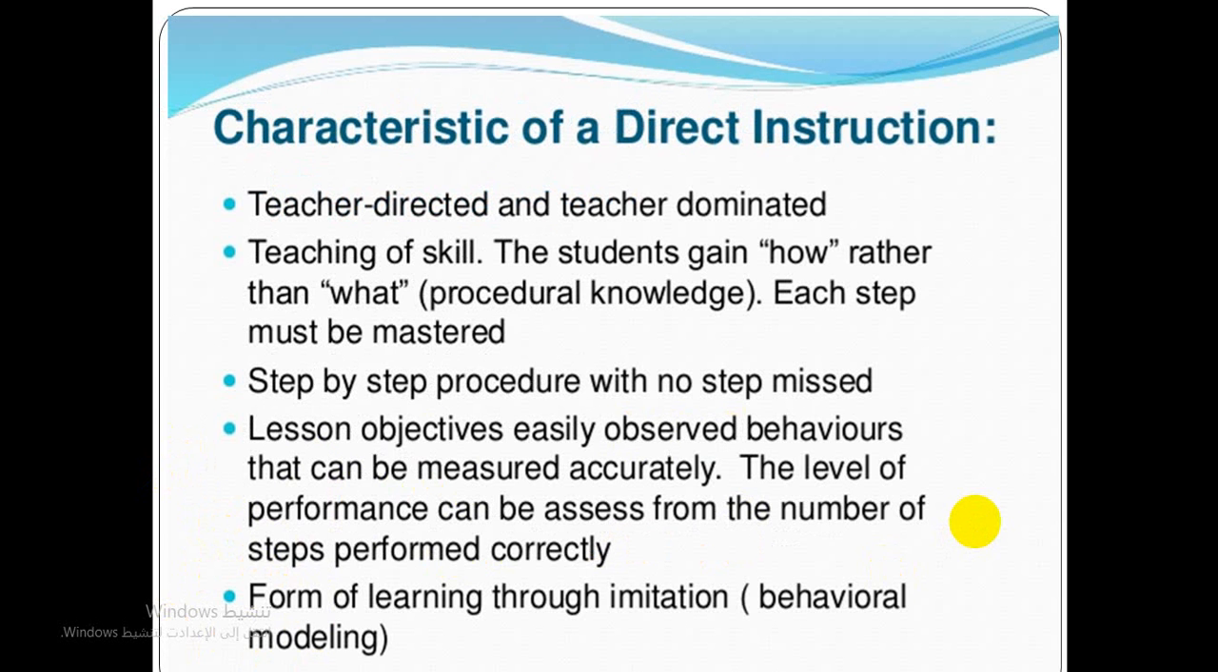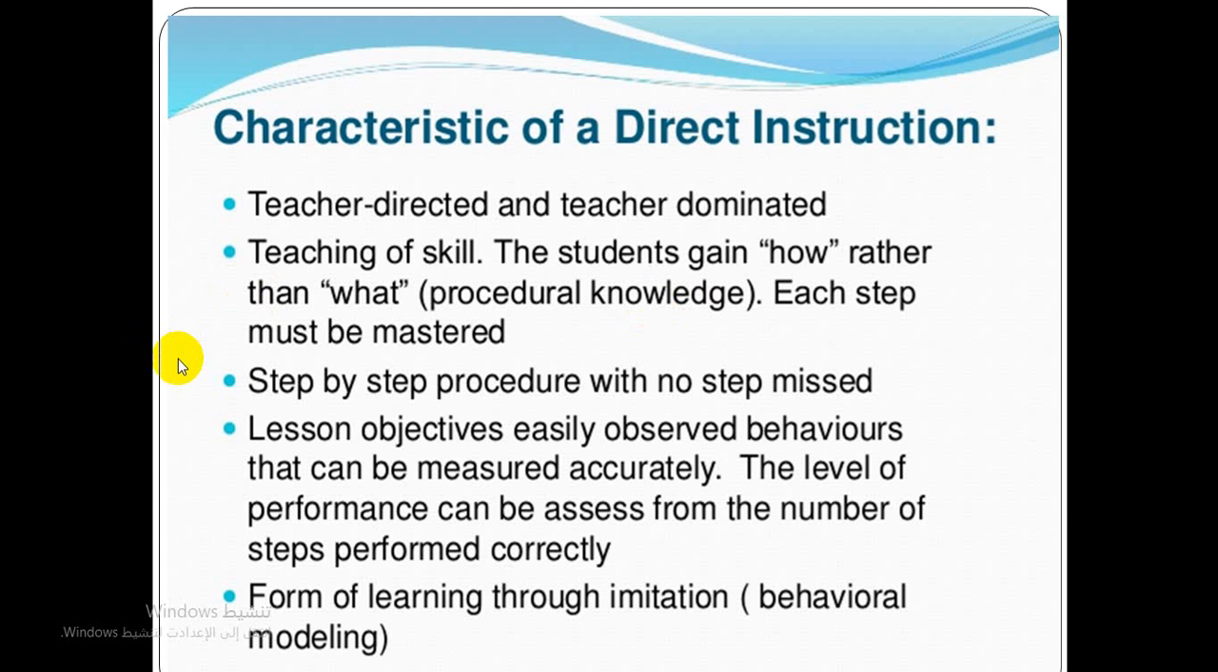What are the characteristics of a direct method? What are the characteristics of direct instruction? We have some characteristics of a direct method, such as the teacher is directed and dominated in the classroom. In teaching of skill, the students focus on how rather than what. This means procedural knowledge. Each step must be mastered. In this method, the teacher focuses on step-by-step procedure with no step missed.